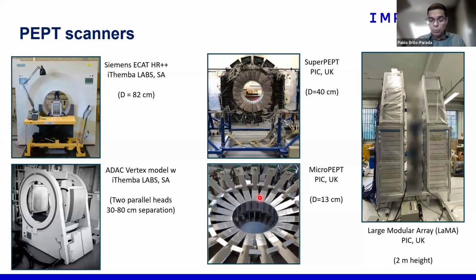There is also microPEPT, which we haven't used yet. It has a smaller diameter for the sensors, and high resolution for very, very small samples. So this is not dissimilar to the sort of PET scanners that are used for small animals in that field. But again, the smaller arrays allow you to get better resolution as well. And one that I will be talking about later in this talk is the large modular array, or LAMA, which we tested a couple of years ago in Birmingham.